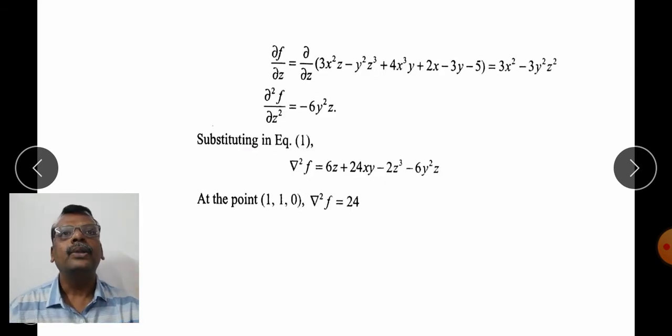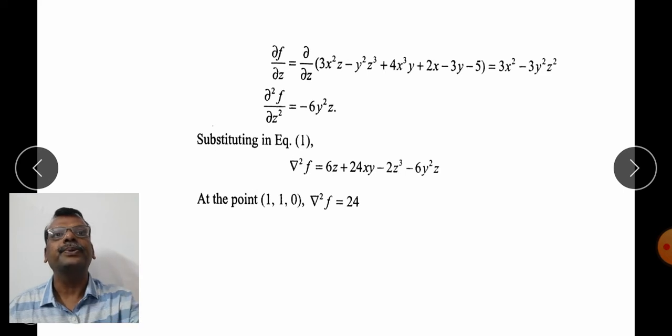Now again dou f by dou z is equal to dou by dou z of 3x square z minus y square z cubed plus 4x cubed y plus 2x minus 3y minus 5. That is equal to, with respect to z, 3x square minus 3y square z square. Again differentiating partially with respect to z, dou square f by dou z square is equal to minus 6y square z.